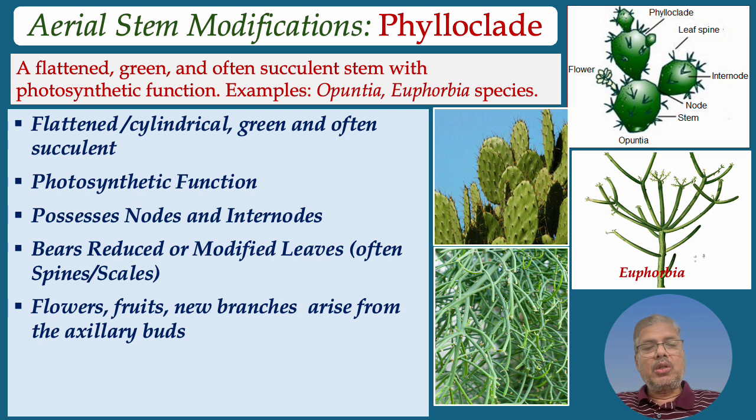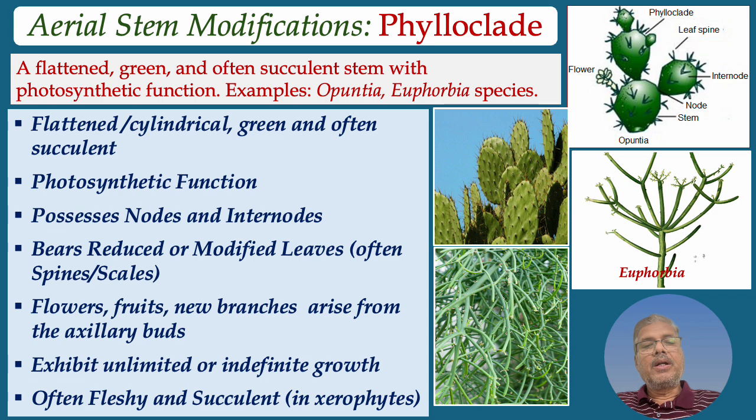This is a crucial botanical clue that we are looking at a stem and not a true leaf, as true leaves do not typically bear axillary buds. Phylloclades, being modified stems, can exhibit unlimited or indefinite growth, meaning they continue to grow and produce new segments, unlike true leaves, which generally have determinate or limited growth. In many xerophytic plants, phylloclades are also fleshy and succulent due to storage of water in their tissues. This, combined with the reduced surface area of the true leaves, is a vital adaptation for water conservation.